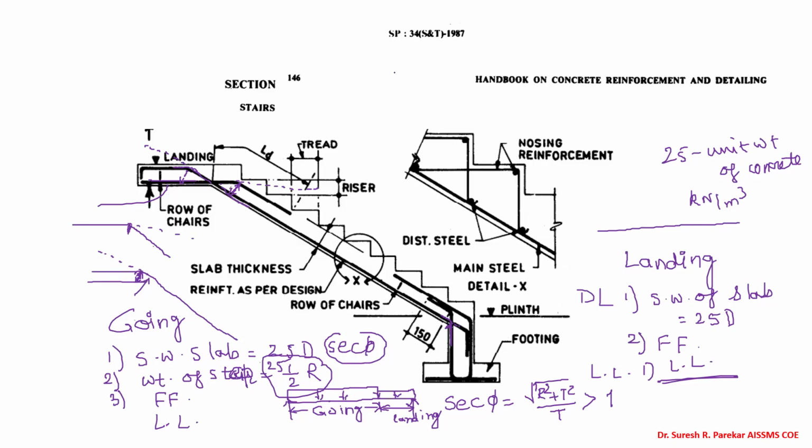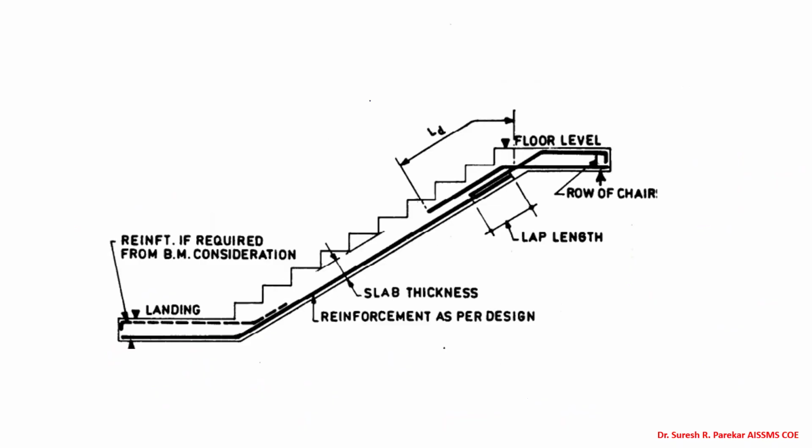If I go to the second, over here, this is the intermediate flight. For the intermediate flight, we have the diagram in this fashion, that is uniform. Then we have landing on both sides, and in the middle we have the going. And then we have maximum bending moment at the center.